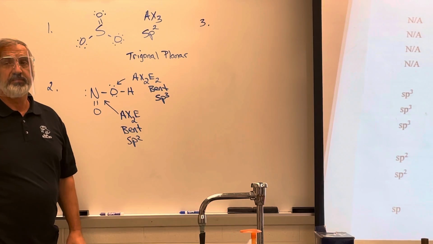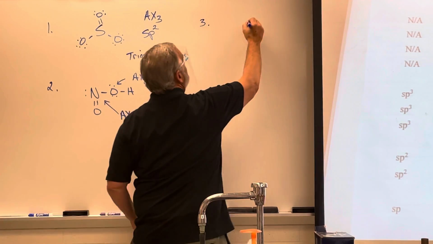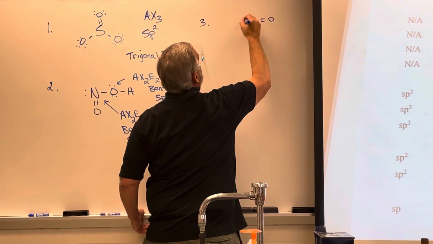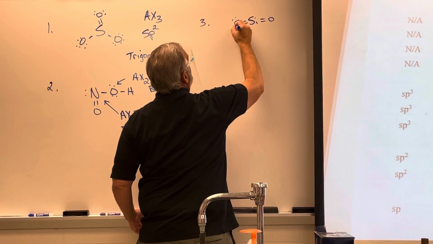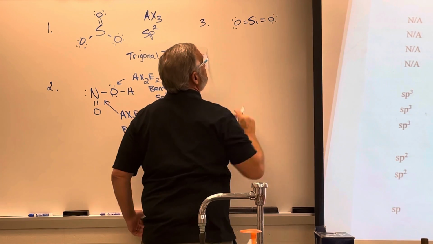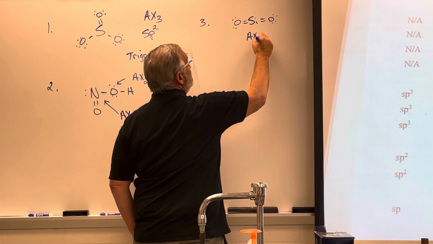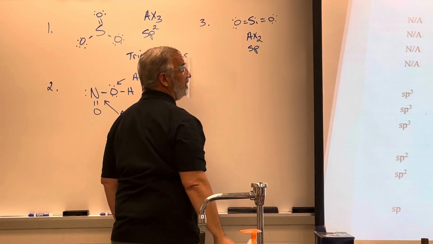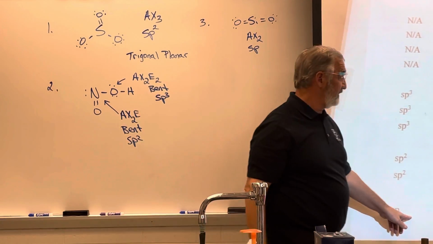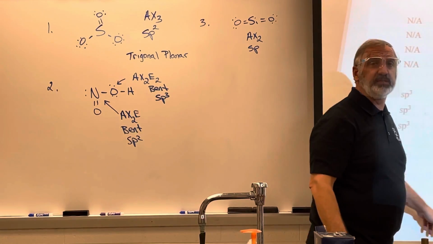Which one? SiO2. Okay, so it's going to look like this. So what's my AX formula? AX2, which makes it sp, and what's the shape going to be? Linear. We just go down here, look: AX2, sp, linear.